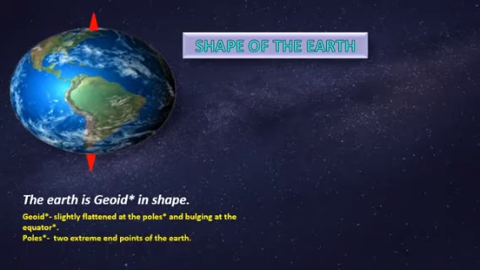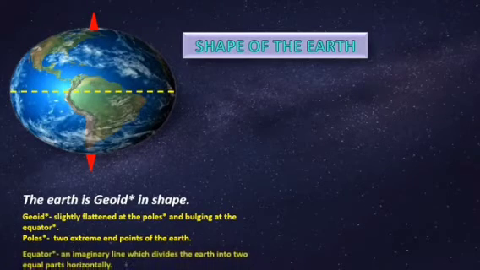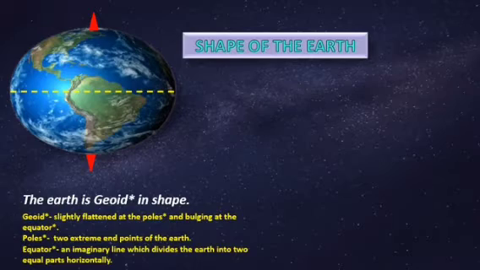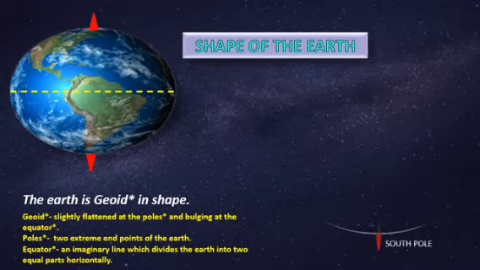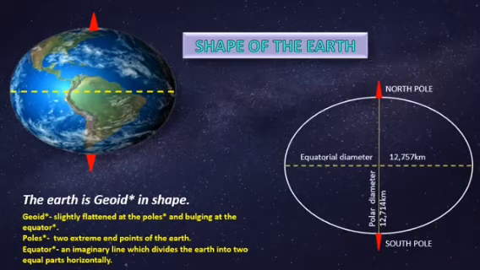What is equator? Equator is an imaginary line which divides the Earth into two equal parts horizontally. How can we prove that the Earth is geoid in shape? Here is the proof. Observe this picture carefully, children. Can you see the dotted line here? This dotted line is the equator.